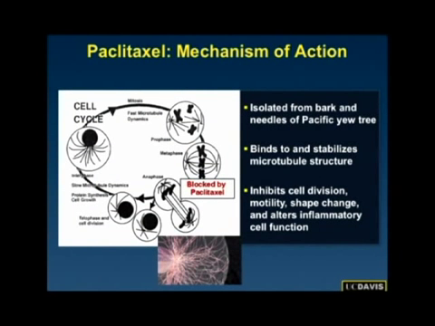Now, Paclitaxel is used for chemotherapy. It's isolated from the Pacific yew tree. It binds to and stabilizes microtubules and prevents cell mitosis and division, and also has some other effects on inflammation and attenuating cell migration.